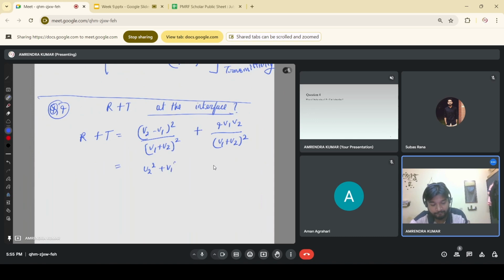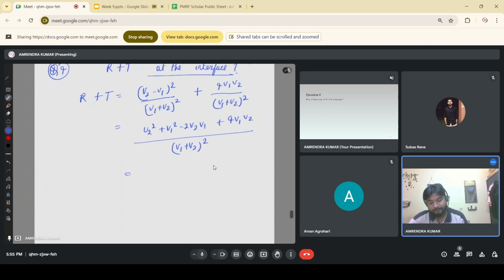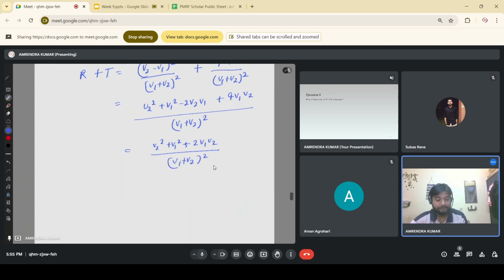v2 squared plus v1 squared minus 2 v2 v1, plus 4 v1 v2, over the square of the bottom one. Okay, same. So now you sum it up. It will be v2 squared plus v1 squared, minus, cancel out, and just take 2, squared. That way at the interface R plus T is 1.